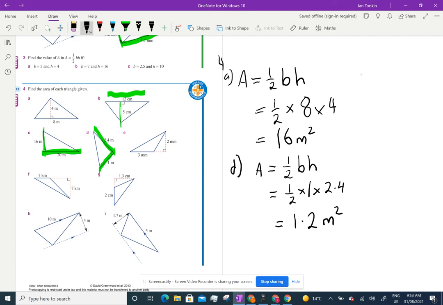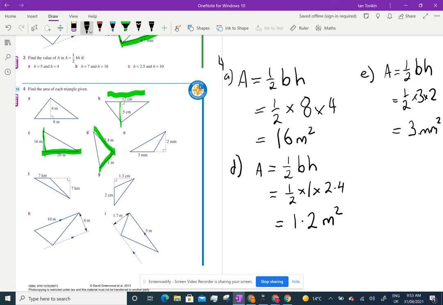It's the first one that we've seen that has a height outside, but that doesn't affect us. A half base times height, which is a half times 3 times 2. I don't need my calculator for that, because 3 times 2 is 6, and a half of 6 is 3. And we've got millimetre squares.